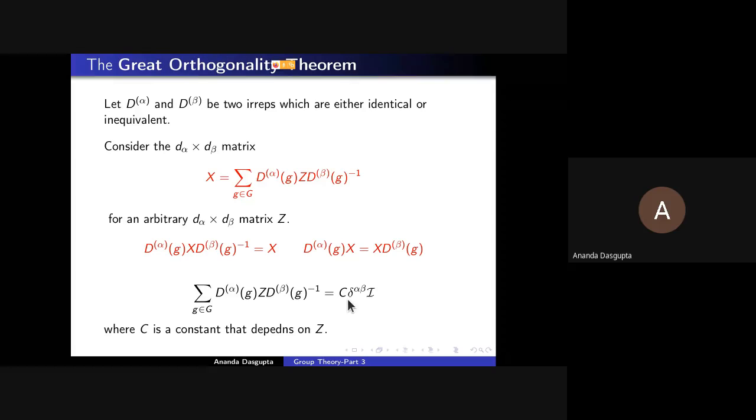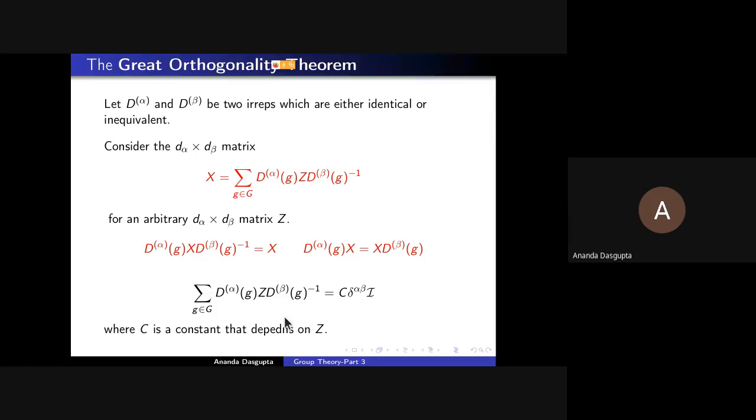times a constant c. Okay, which identity? Is it a d alpha by d alpha identity matrix or a d beta by d beta identity matrix? The answer is it doesn't matter, because if alpha and beta are different, then it's 0 anyway. I don't care. Then the whole right hand side is 0. If alpha and beta are the same, then the right hand side comes into play, and then I is just the d alpha by d alpha or d beta by d beta identity matrix. They're the same anyway. And c, of course, is a constant which will depend on what z you have chosen.